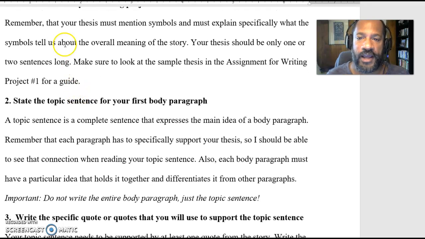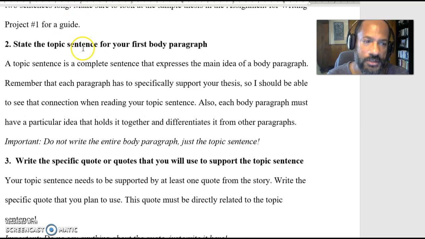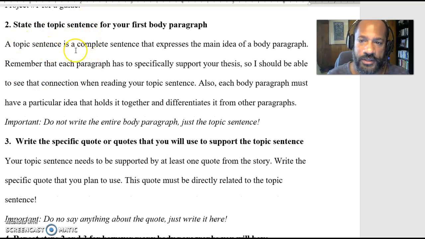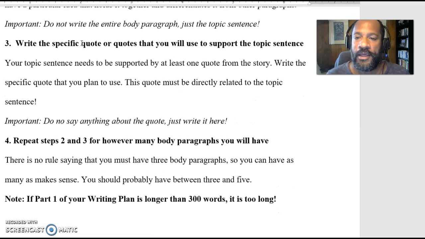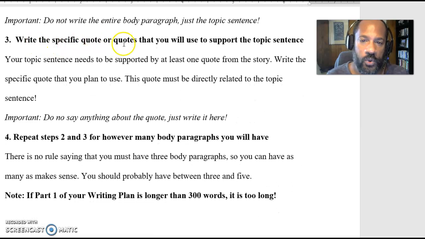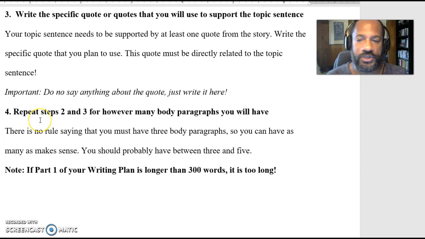So far you're going to have 1 or 2 sentences for your thesis, and then for the topic sentence for your first body paragraph, 1 sentence for that. Then I want you to write the specific quote or quotes that you will use to support that topic sentence. So your topic sentence needs to be supported by at least 1 quote from the story. Write the specific quote that you plan to use. This quote must be directly related to the topic sentence. You've got a topic sentence, you're going to prove it, right? And I say important, don't say anything about the quote, just write it here.